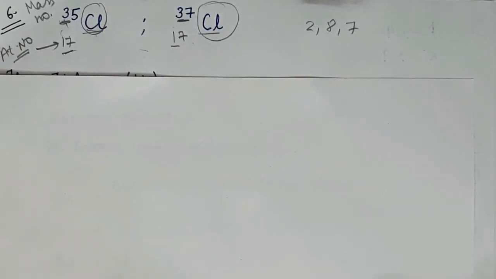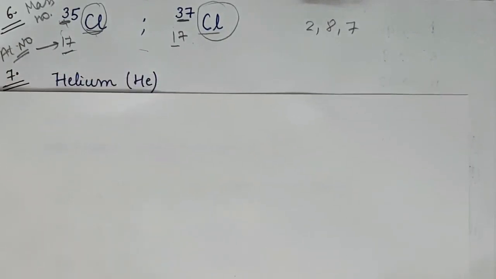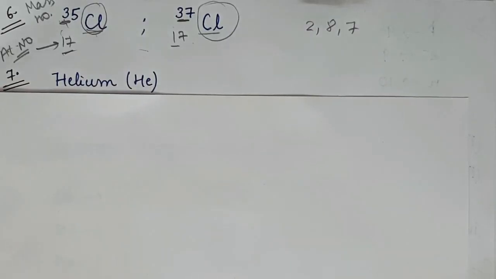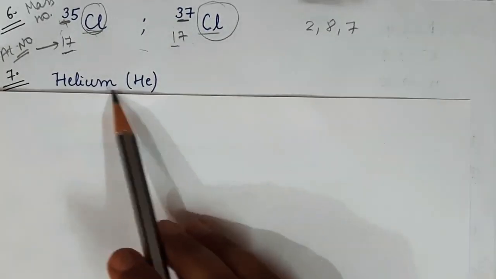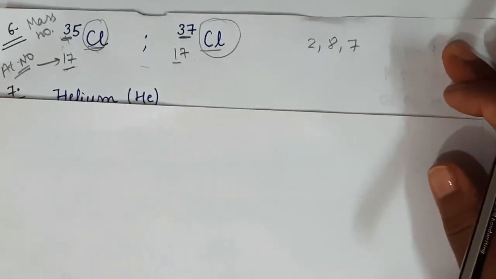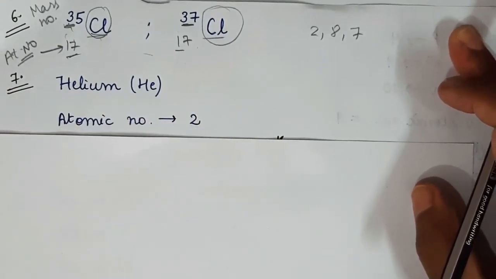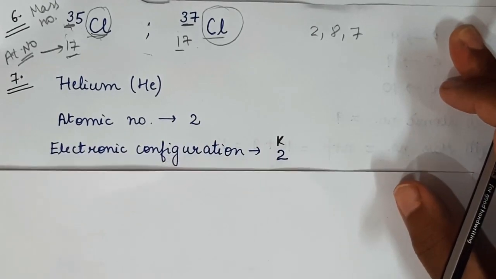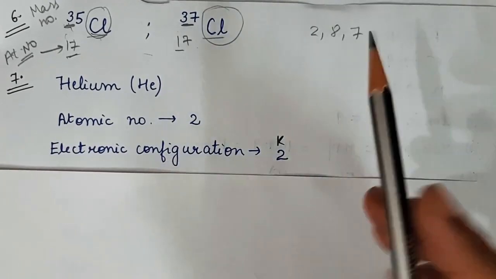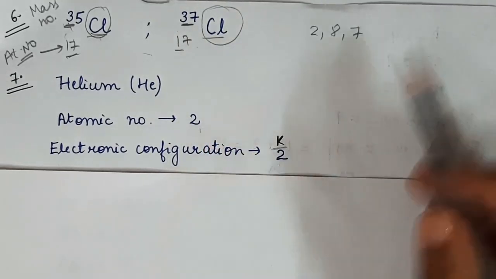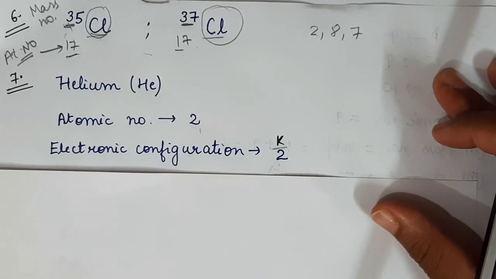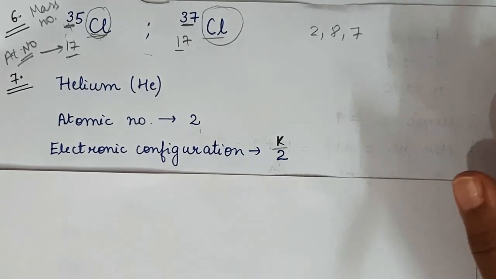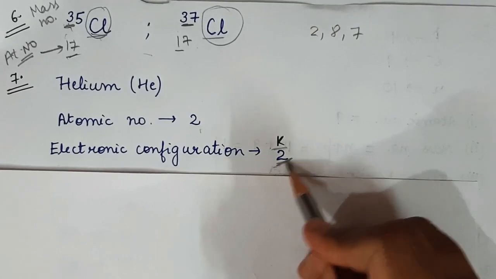Coming to question number 7. Helium atom has 2 electrons in its valence shell, but its valency is not 2. Explain. Helium, symbol is He. Okay. So what is the atomic number of helium? That is 2. So write down the electronic configuration. In the first shell, that is the K shell, it will be 2. So now calculate the valency. There are 2 electrons in the valence shell, right? So calculate the valency now.